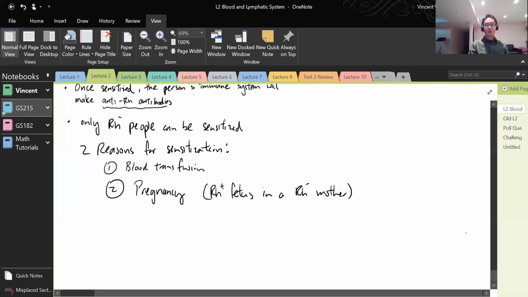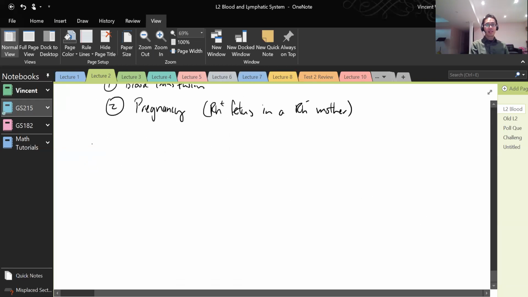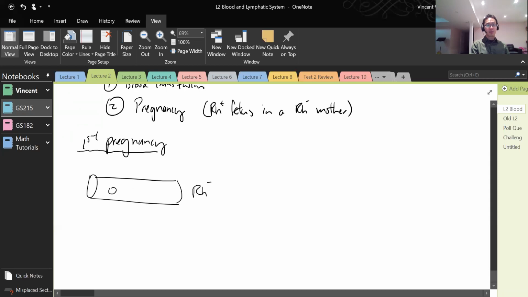Long story short, let's say the first pregnancy. Again, to get the full explanation, you've got to watch the recordings. In the first pregnancy, let's say the mother is negative, so her blood will not have any Rh on it. And then the baby is positive, so there is Rh on it. The baby is positive because of the father, right?